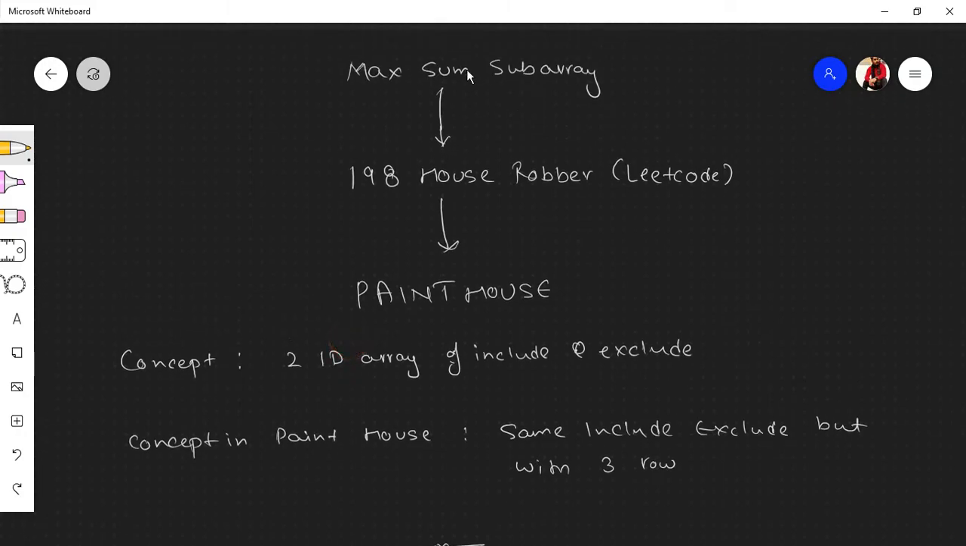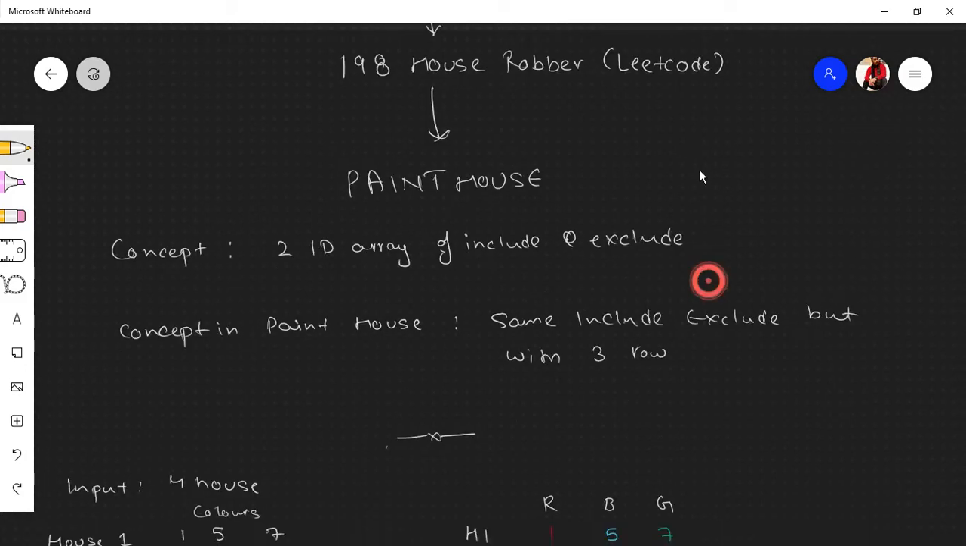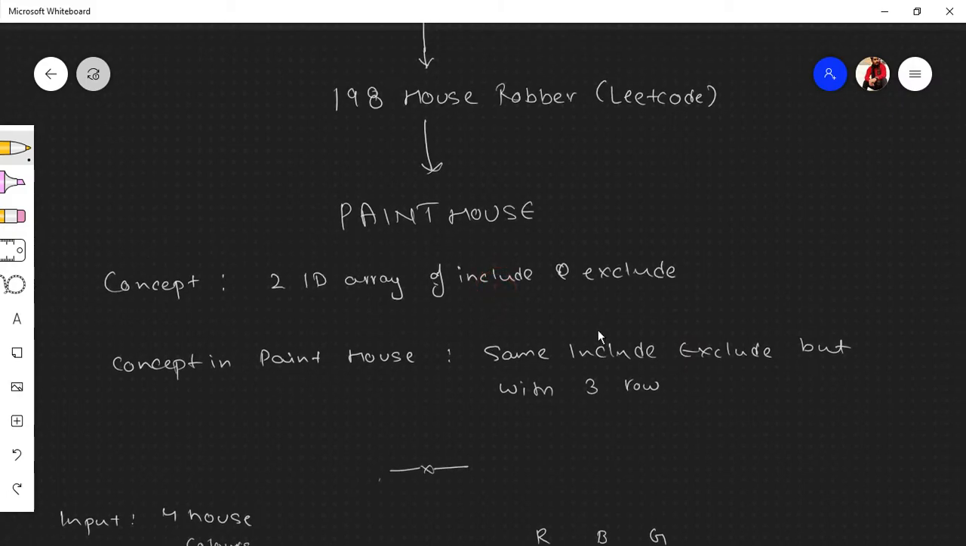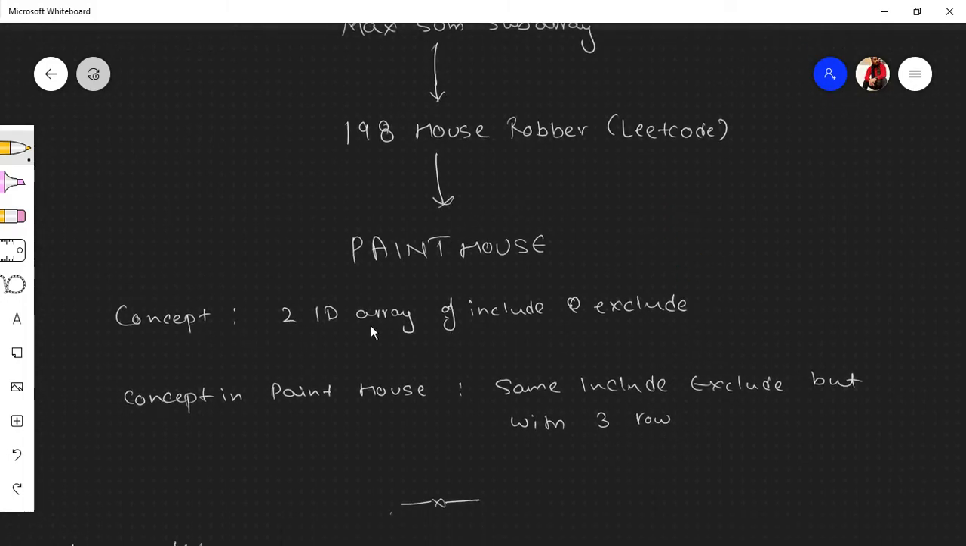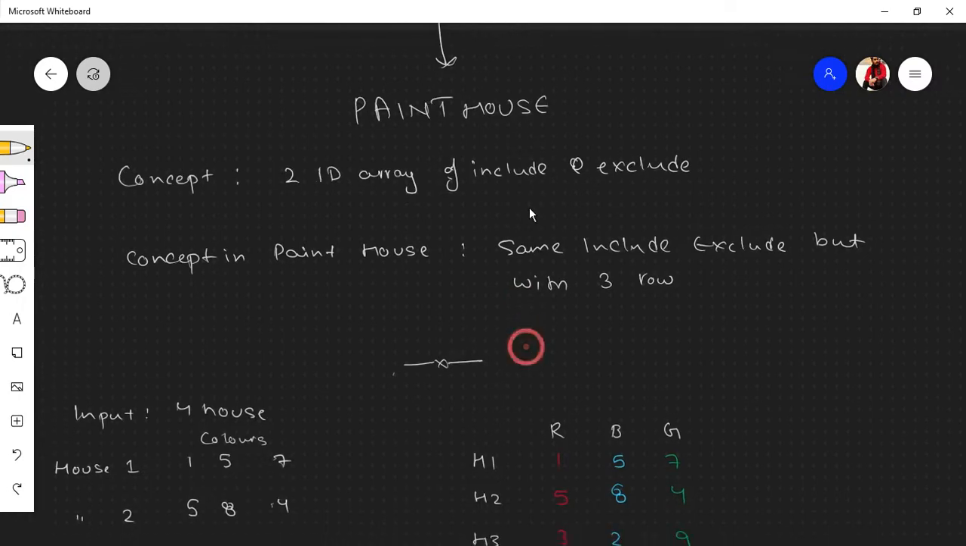The concept in these two was that we were taking two 1D arrays and calculating include and exclude, and in the end we were just taking the max. You must be knowing what we are doing in this. The concept in Paint House is the same, the only difference is we'll include three rows. In them, two rows were there.